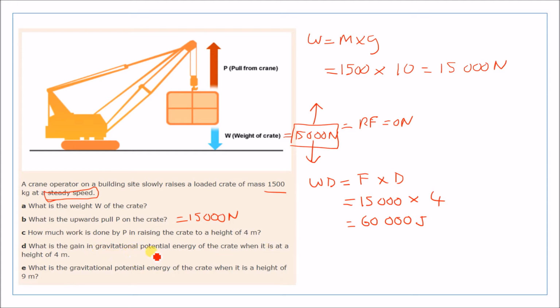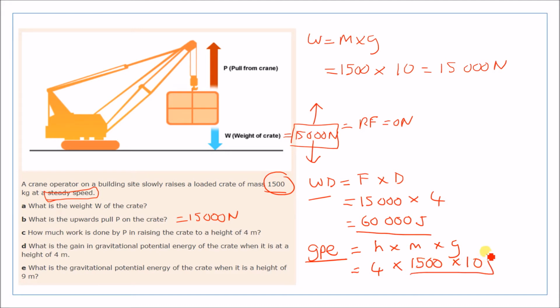What is the gain in gravitational potential energy if we lifted it 4 meters? Well, we just said that it must be equal to 60,000. So what's this telling us? It's telling us that gravitational potential energy and work done are the same equation. Now, gravitational potential energy is equal to height times mass times gravity. So how do these interlink? Well, we know it's been moved 4 meters. The mass is from our original equation. It's 1500. And this is 10.